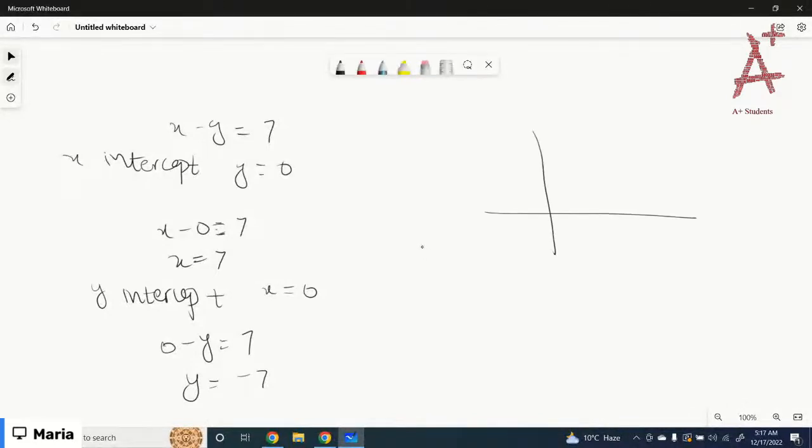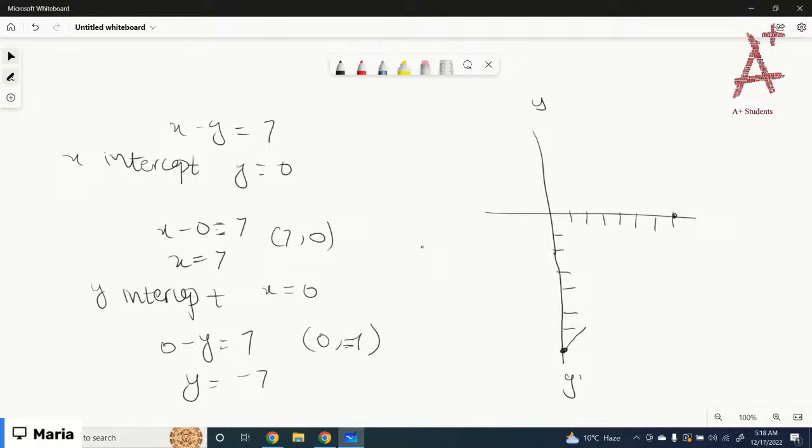So here is 1, 2, 3, 4, 5, 6, 7. So here x is 7 and y is negative 7. It would be 1, 2, 3, 4, 5, 6, 7, because on the y-axis you have the negative points right below the origin. Got it? So this is the point 7 and 0, and this is 0 and negative 7. Got it? So here you have 0 and negative 7.